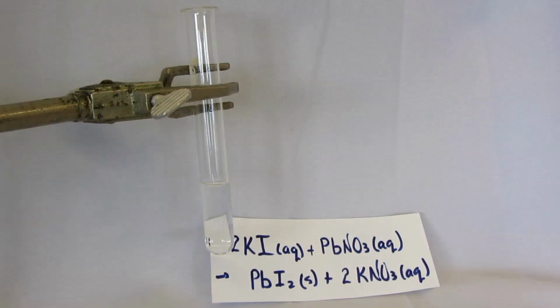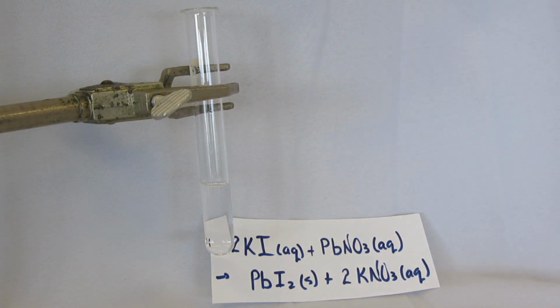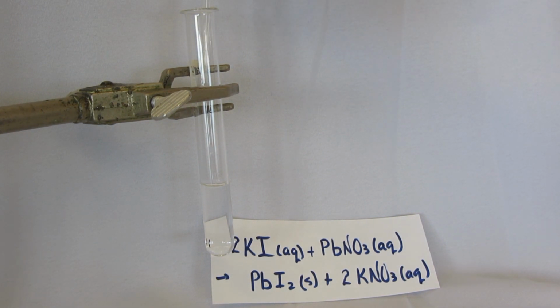In the test tube, I have a colorless solution of potassium iodide, and in the pipette, I have a clear colorless solution of lead-2 nitrate. And when they combine, you see the brilliant yellow color of lead-2 iodide precipitate.